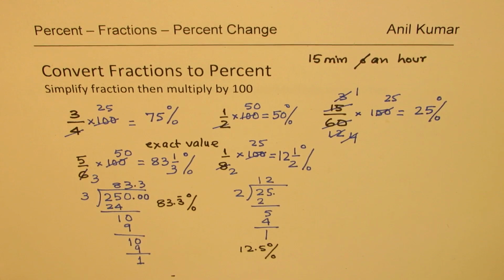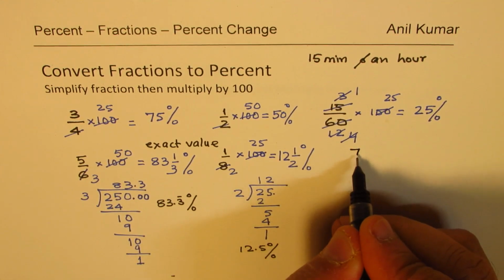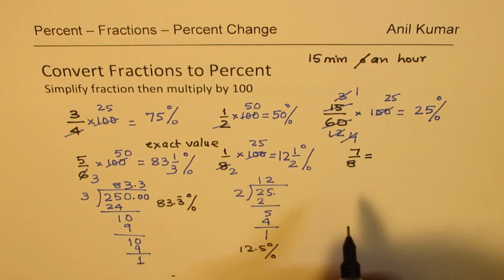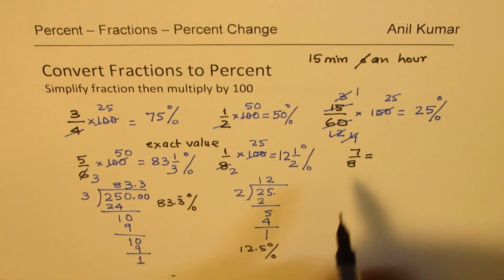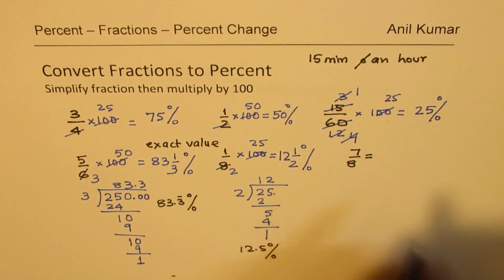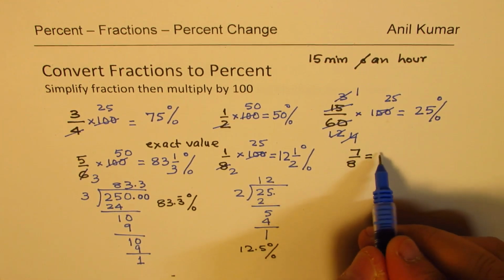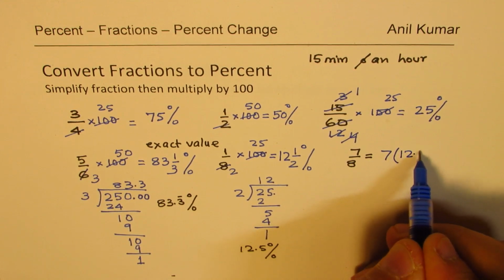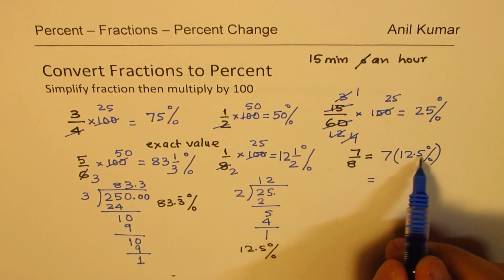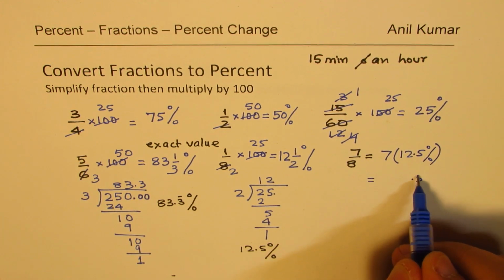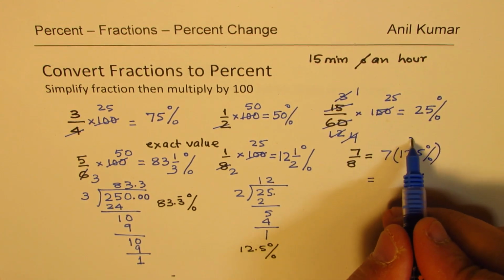Now, as an exercise, you could try what 7 over 8 equals. So 7 over 8 will be what? Right? It will definitely be 7 times 12.5. Correct? So if you want to know that, we'll do it in a simpler form, right? So we will say that is 7 times 12.5%, correct? So we could write this as 7 times 5 is 35, which gives you 3.